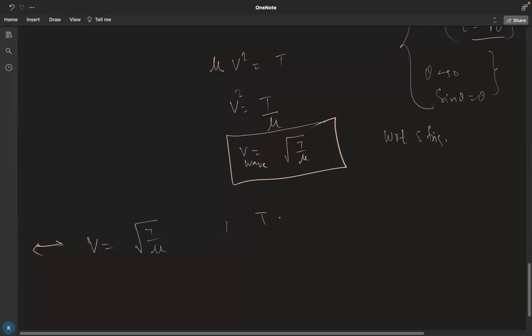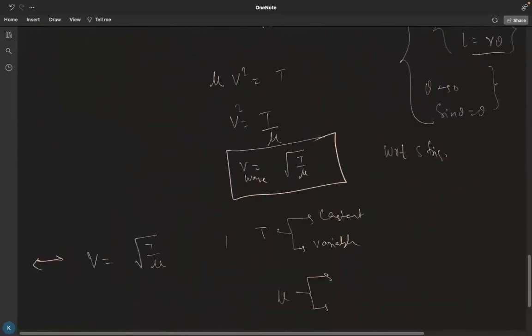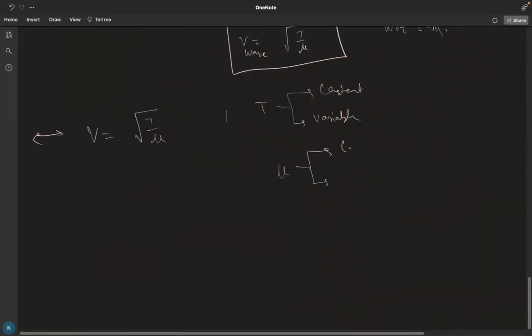So here the two things we get: either T is constant or T is variable. Either the tension is constant or the tension is variable. The next thing is about mu, the mass per unit length, which is defined as the linear mass density. So either the linear mass density is constant or it is variable, right? So according to those cases, these velocities are either constant or variable.